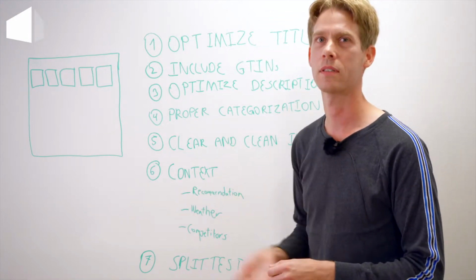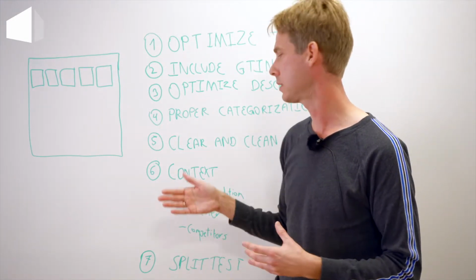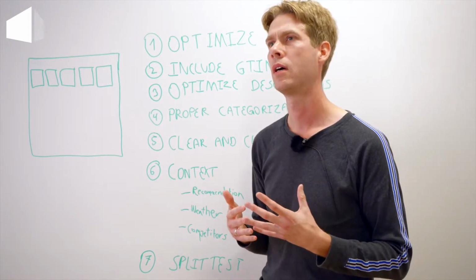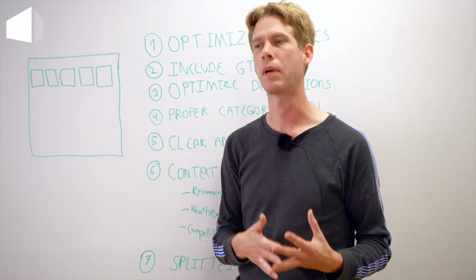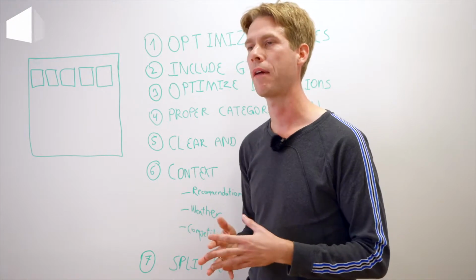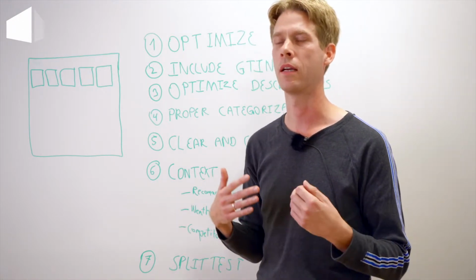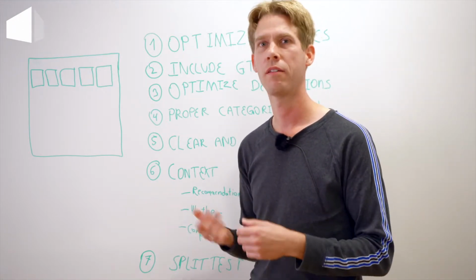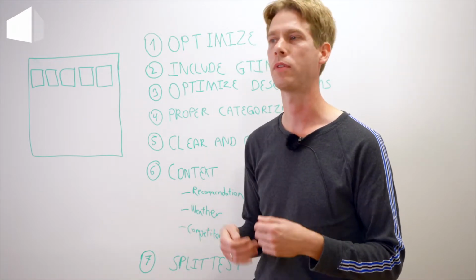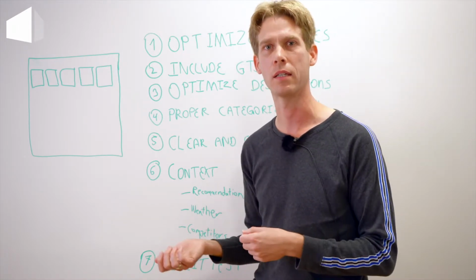Then we have the context. And I've used context a lot. This is another type of context. This is the context about when a person would be interested in my product. If you have an item that sells better when it's sunny outside, think about adding weather information so that you can bid differently if it's sunny or raining.